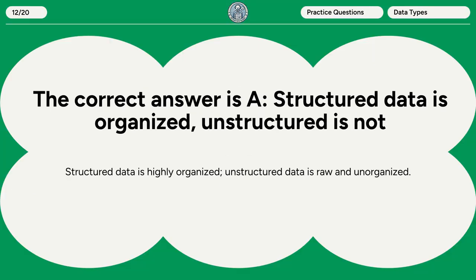The correct answer is A. Structured data is organized, unstructured is not. Structured data is highly organized, unstructured data is raw and unorganized.